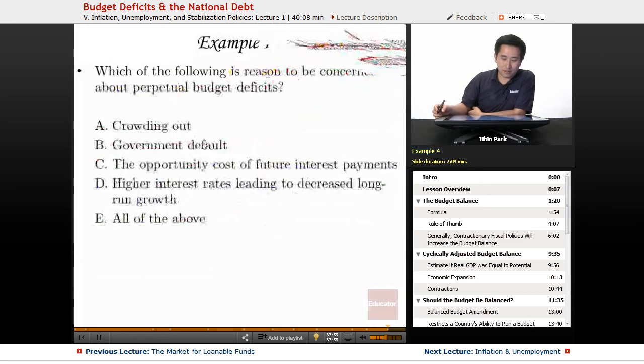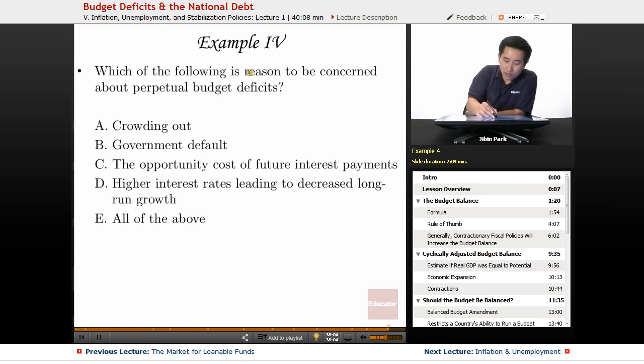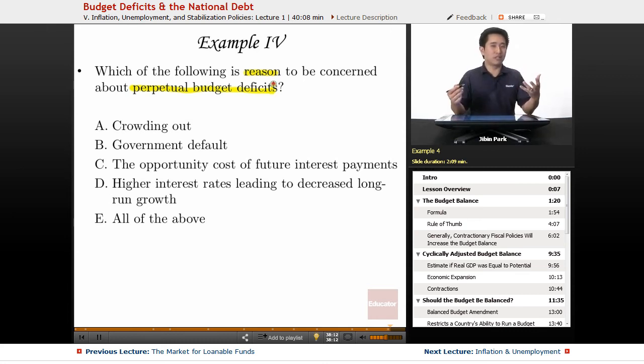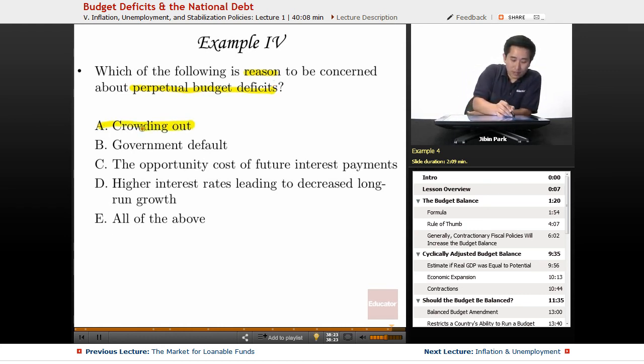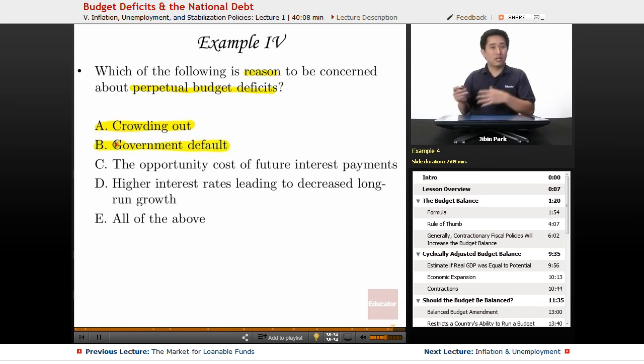And the final example here. Which of the following is a reason to be concerned about perpetual budget deficits? So let's take a look at some of these reasons and see, why might the outcomes of these budget deficits be cause for concern? The crowding out effect, absolutely, that is definitely a reason to be concerned. Government defaults. Absolutely. That's going to be something that is an issue. Happened in Argentina in 2001. Hasn't happened yet in the United States. Let's keep our fingers crossed.